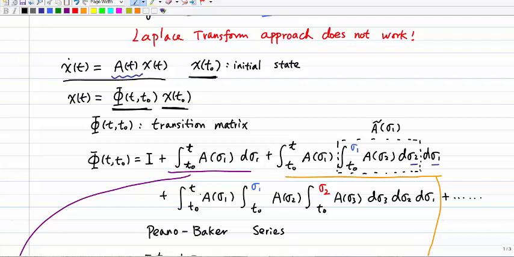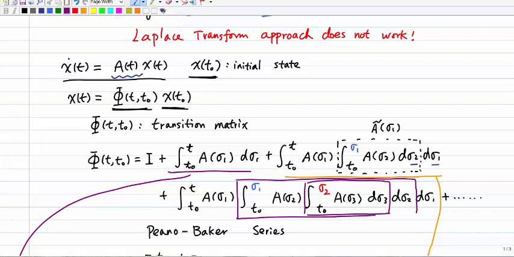The third term follows almost the same principle. You take the integration from t0 to t of A sigma 1, times the integration from t0 to sigma 1 of A sigma 2, and then the integration from t0 to sigma 2 of A sigma 3 d sigma 3. When this happens, you go in a sequence: you first integrate this innermost term, which is basically a function of sigma 2, and then integrate the next term.